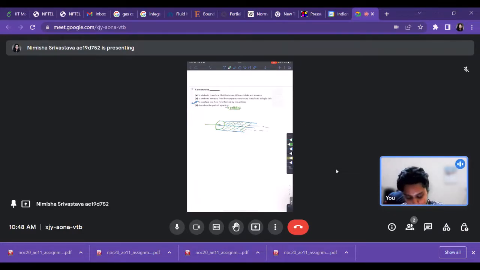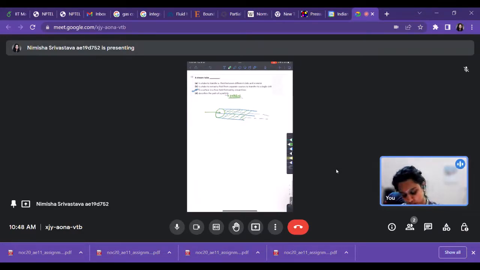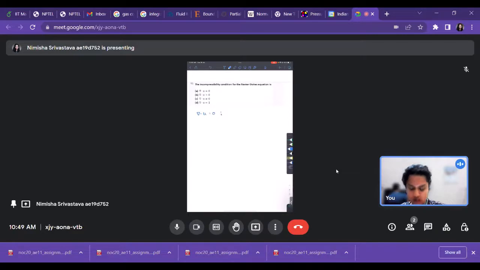So that is also an important tool that we might use later. Okay, so now we have the last question, that is the incompressibility condition for the Navier-Stokes equation. We all know that the answer to this is this, right? This is something we must have learned in elementary fluid mechanics classes.